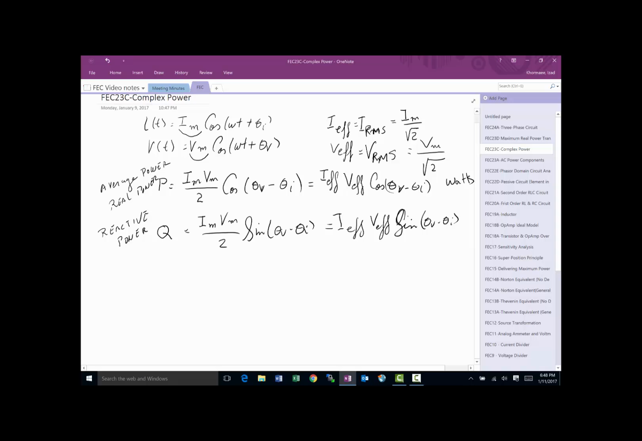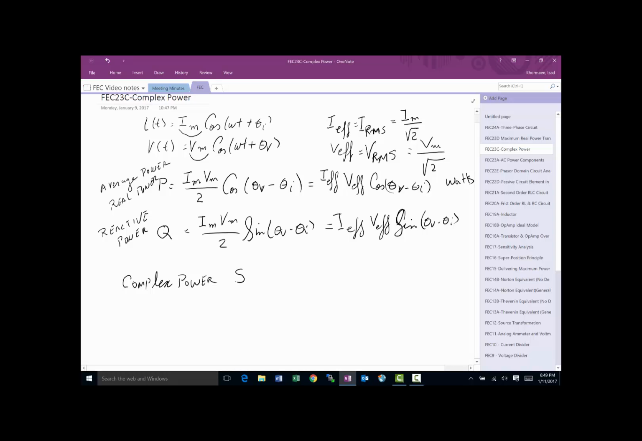Complex power is just a way for us to represent both of these powers, P and Q, in one equation that we could use with the phasor domain knowledge that we have, and be able to write equations that are more simplified, instead of having a separate variable for P, another place for Q, and having to keep track of those things.